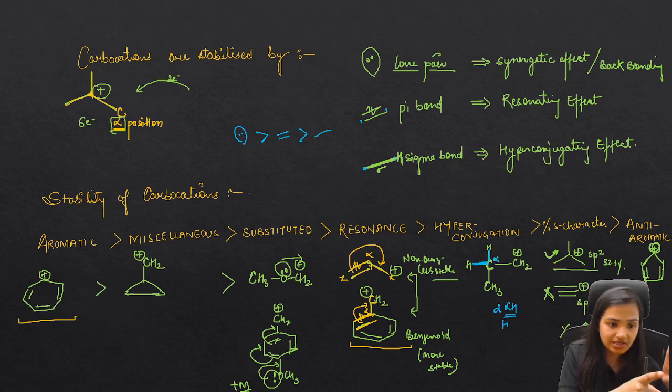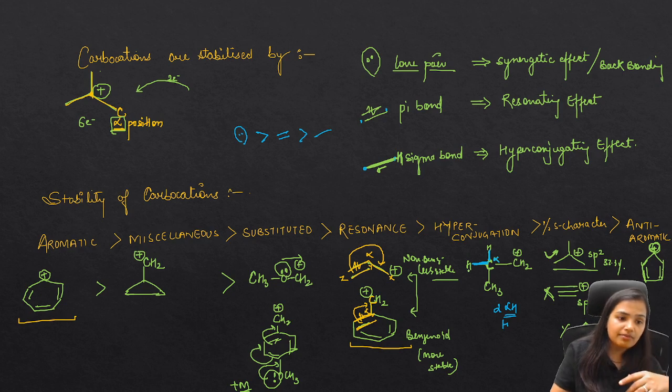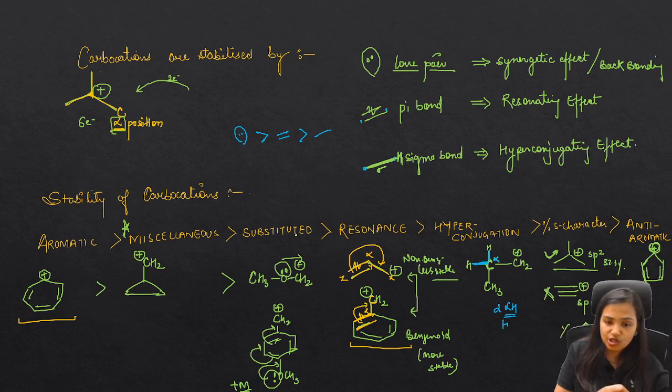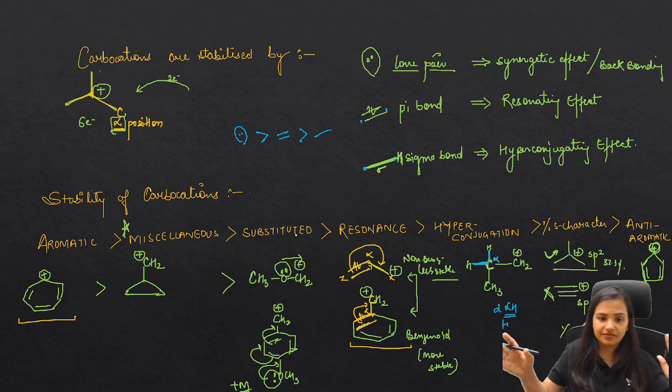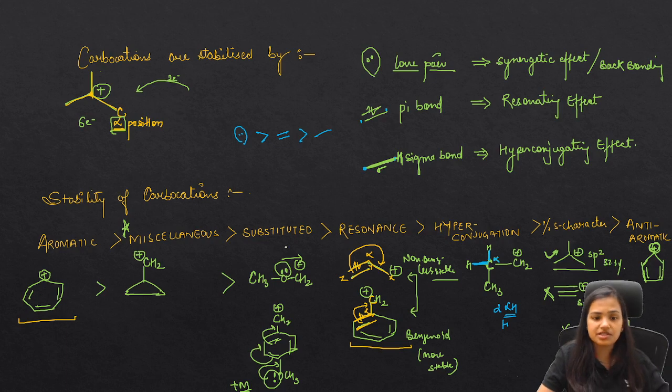Then comes your miscellaneous. Miscellaneous carbocations are exceptionally stable. Okay, mark it. They are exceptionally stable. Substituted: whenever any kind of group is substituted, whether it is methoxy group, nitro group NO2, NH2, or any kind of halogen, or any kind of cyanide, or hydroxyl group, if any kind of group is there, they will be considered to be substituted.